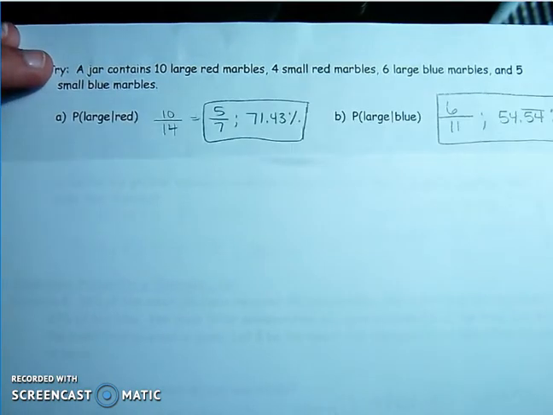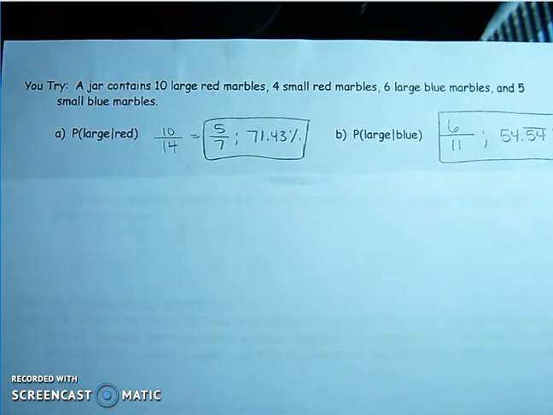So, the idea in A and B is the probability of getting a large marble, given that you're given a red, and the probability of getting a large marble, given that you have blue marbles. So in A, our denominator is red. There are 14 total red marbles. Of those red marbles, 10 are large, so it's 10 out of 14, which is 5/7. In B, same type of thing, we're just looking at the blue marbles. There are 11 blue marbles total, and 6 out of those 11 are large. So 6 out of 11 is your probability of getting a large marble, given that they are blue.